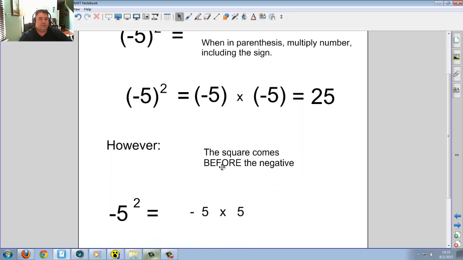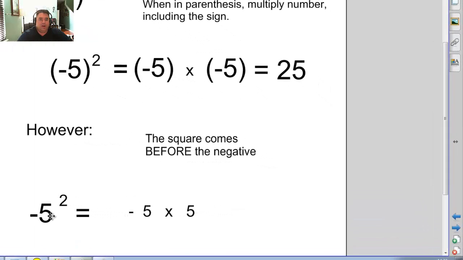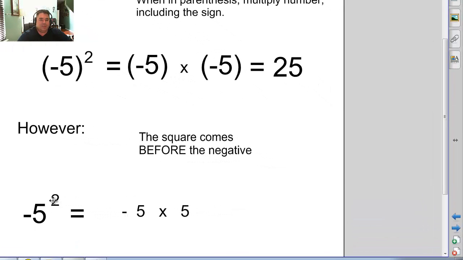However, if the square comes here without parentheses, the square comes before the negative. In other words, even though it looks like -5 squared, just like this one, the negative and the exponent are both competing for that 5. Understand that 5 is actually linked to the square. So 5 squared is attached. It's one value. So you have to take 5 times 5 first.